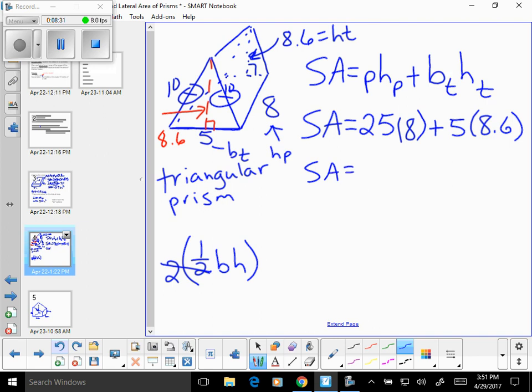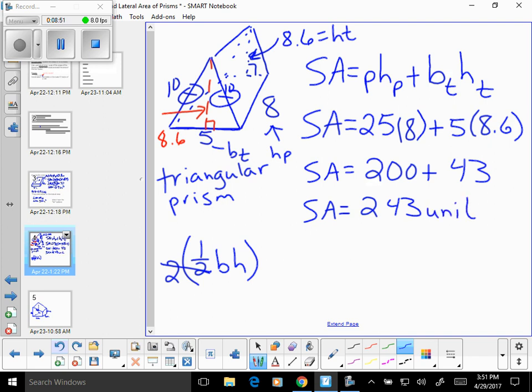So our surface area is going to be 25 times 8, which is 200, plus 5 times 8.6, which comes out to be 43. So our surface area is going to be 243. Now, did you notice that they didn't put any type of measurement down here? And this chapter does this quite often. You are going to have to put units squared.